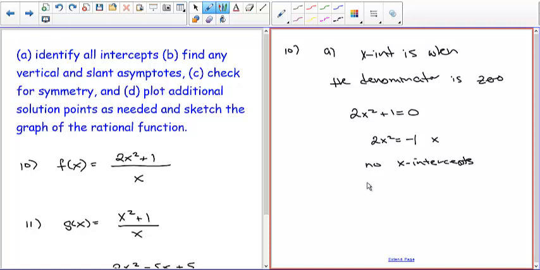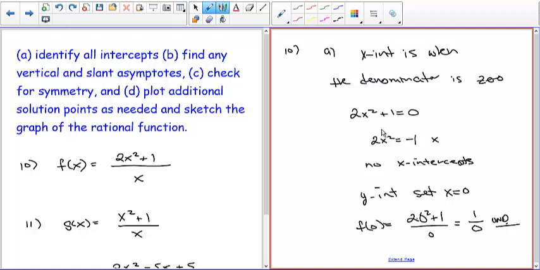The y-intercept, you set x equal to 0. So you're doing f of 0 in this case. So you have 2 times 0 squared plus 1 over 0, which is 1 over 0, which is undefined. So this one, there are no x-intercepts because there are no real zeros. Here, there are no y-intercepts because it's undefined. Okay, so that is intercepts.